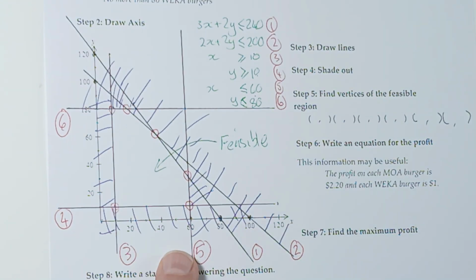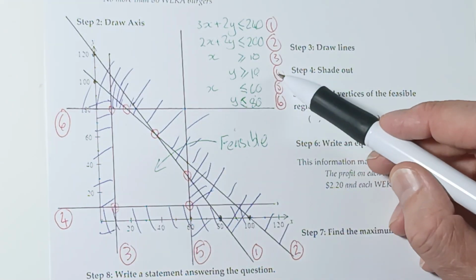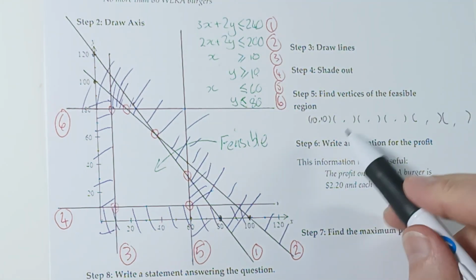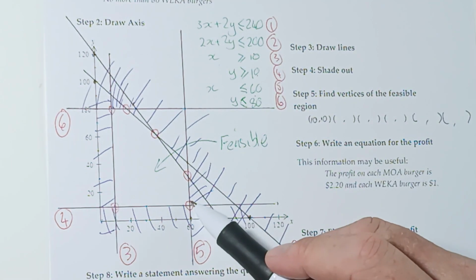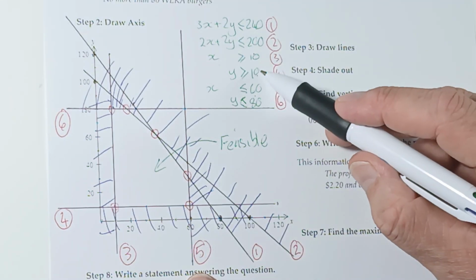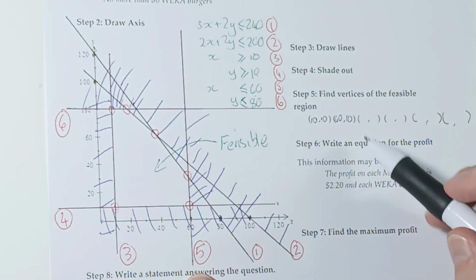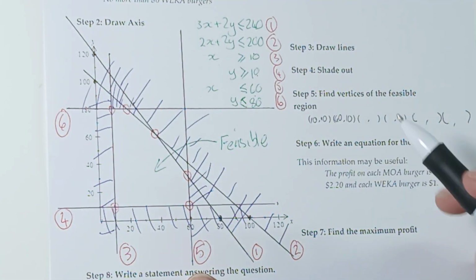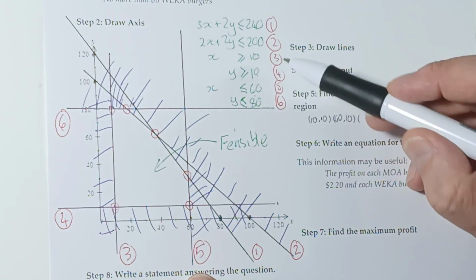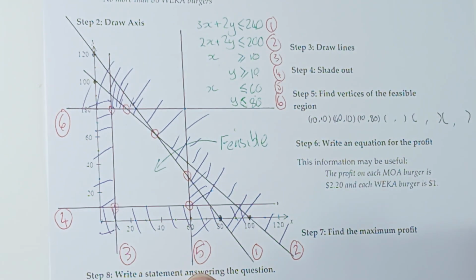For some of these it's a trivial problem. For example, that one there is the intersection of constraint 3 and 4. It's just at x equals 10, y equals 10, so we can write that one in there, 10, 10. This one here is pretty trivial. It's where 5 and 4 intersect, so that's x equals 60, y equals 10. This one here is where constraints 3 and 6 intersect. 3 and 6 are x equals 10 and y equals 80. So those are pretty easy.